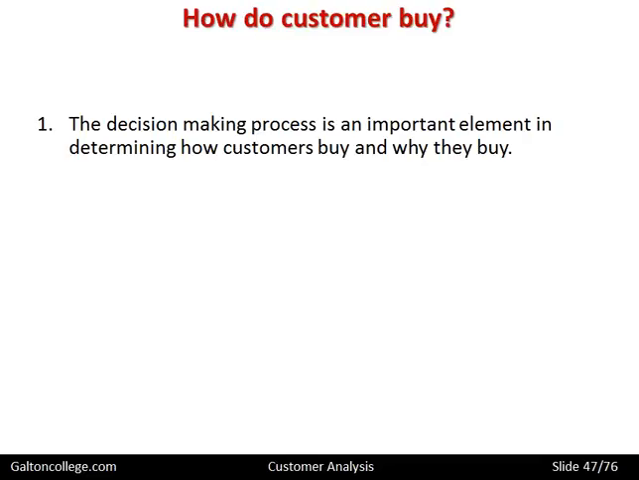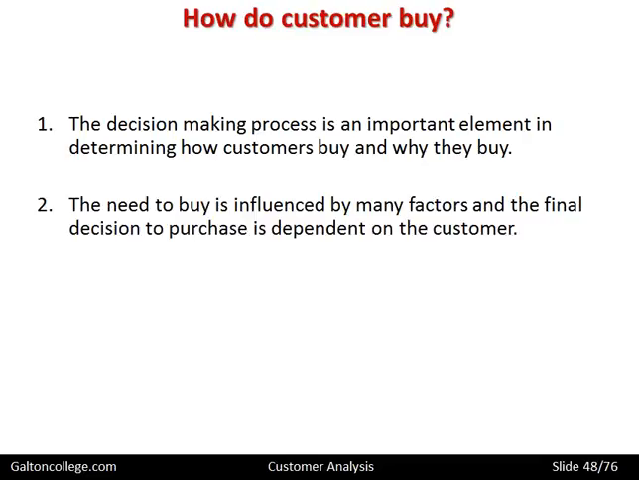At one moment they're happy without the product, and then they want the product. Why is this? How does it come about that they want the product? The need to buy is influenced by many factors, and the final decision to purchase is dependent on the customer. So it's not an easy thing to work out.